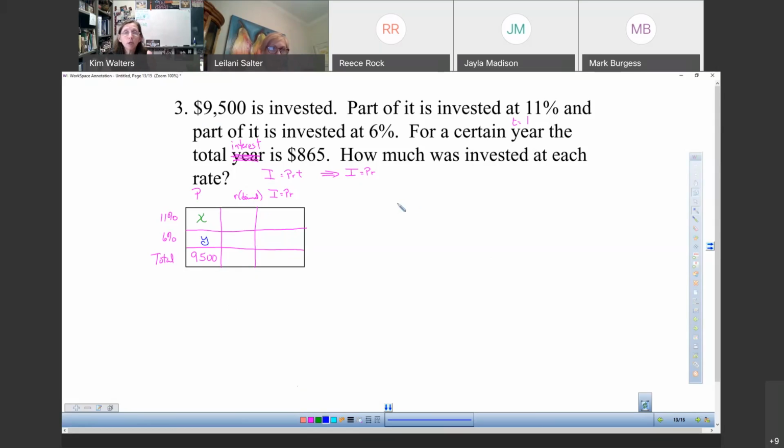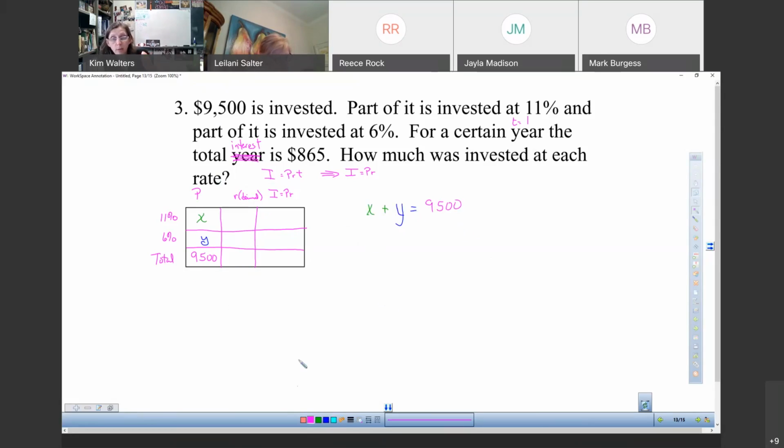Remember, I'm going to go ahead and write my equation. I have X plus Y is equal to 9,500. That's my first equation. That first column still represents my first equation, okay? Might as well go ahead and do that. We talked about that. It works the same for the mixture problem.